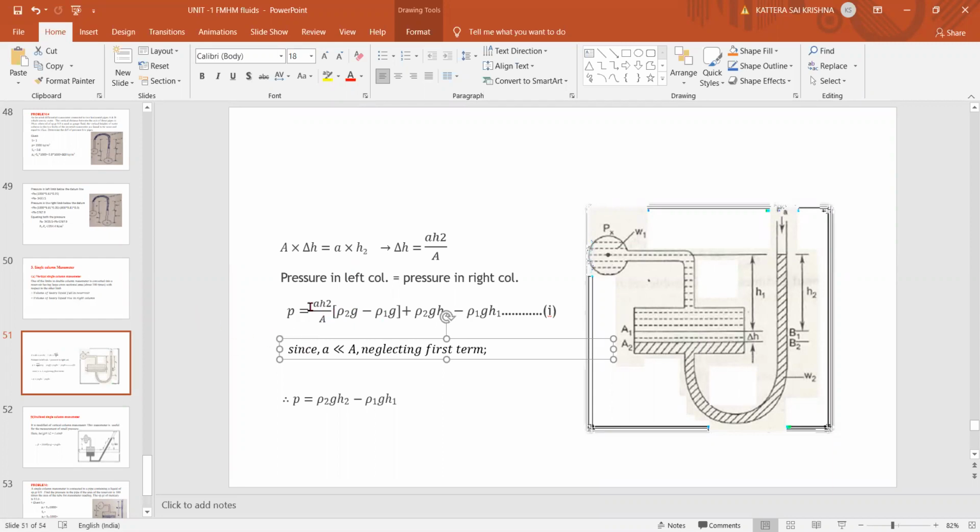Right. Next, we have the pressures in the left limb and right limb, and then we equate the two. You will get your final equation as P equals a H2 by capital A, this is H suffix 2, into rho 2 g minus rho 1 g, plus rho 2 g H2 minus rho 1 g H1.